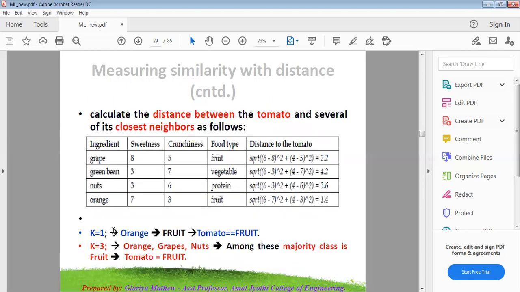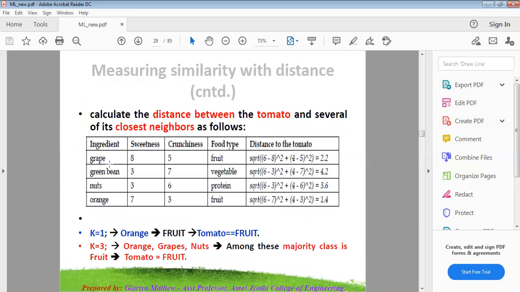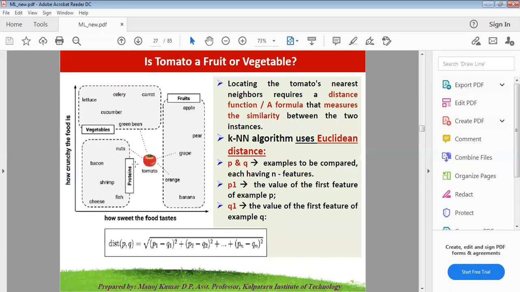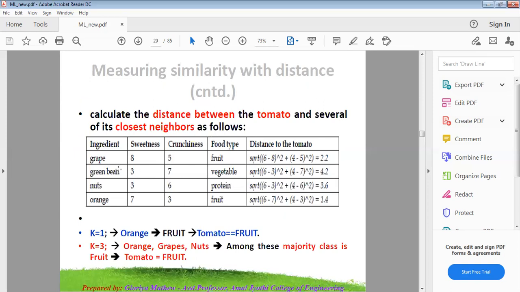Okay, so similarly you have calculated with what? So you have calculated with green bean. That is, green bean is having sweet 3, crunchiness 7. Now you go with the next one. So which is the next one you have taken? Grape. So grape is having sweet more compared to tomato. Crunchiness is more compared to tomato. So compared to tomato, grape is having both as more.